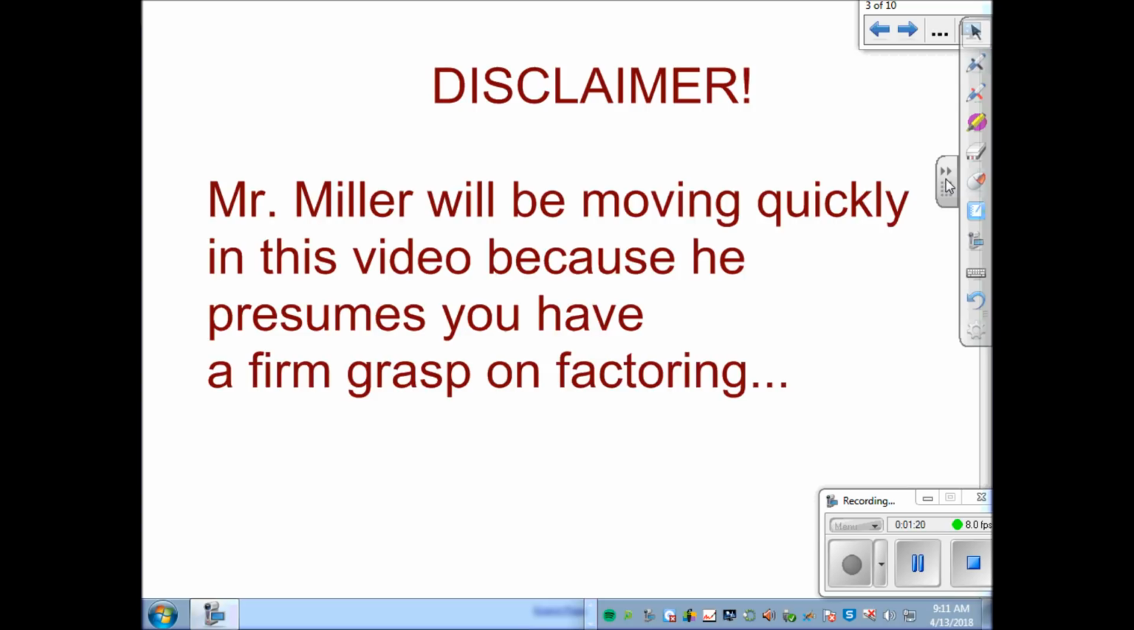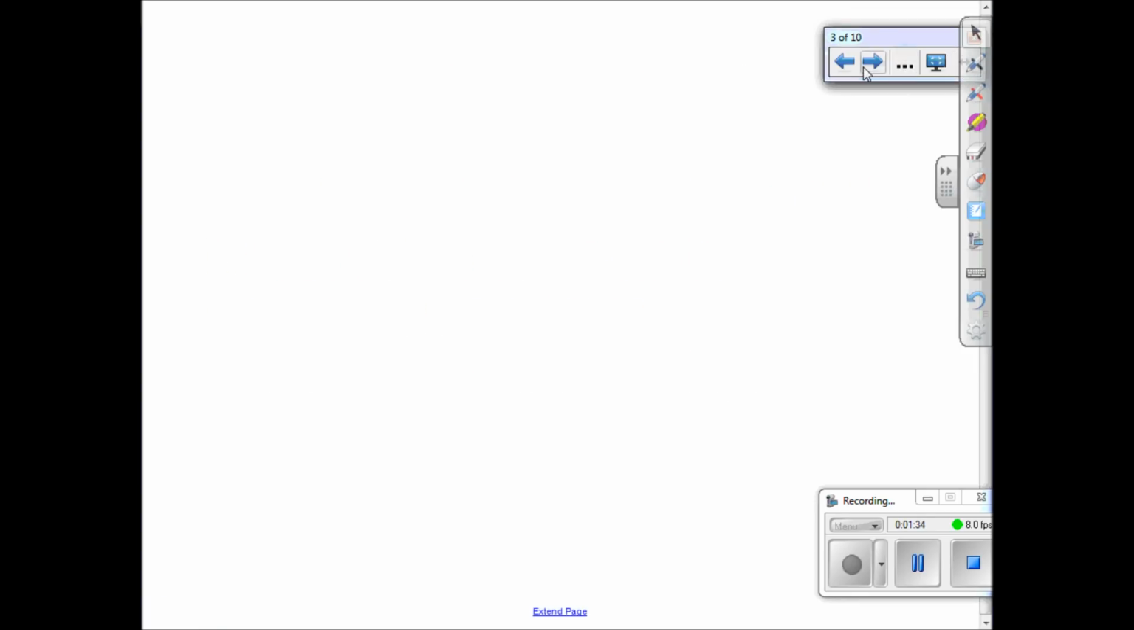What I mean by that is we are not just factoring for the sake of factoring. We're factoring in order to simplify or solve more complex problems. All right, let's go with our first example, and let's see what shakes loose.